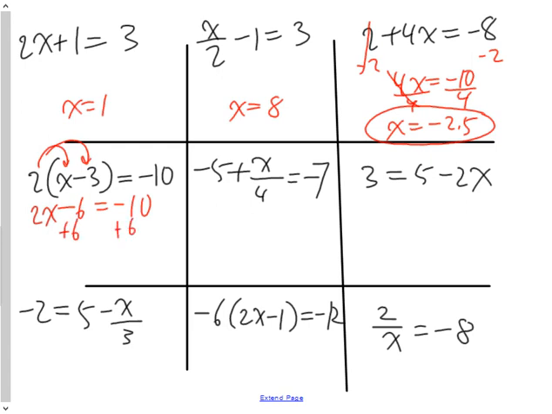You then get rid of your constant to get 2x equals negative 4, and you divide both sides by 2 to get your solution of x equals negative 2. That's one way to solve it.